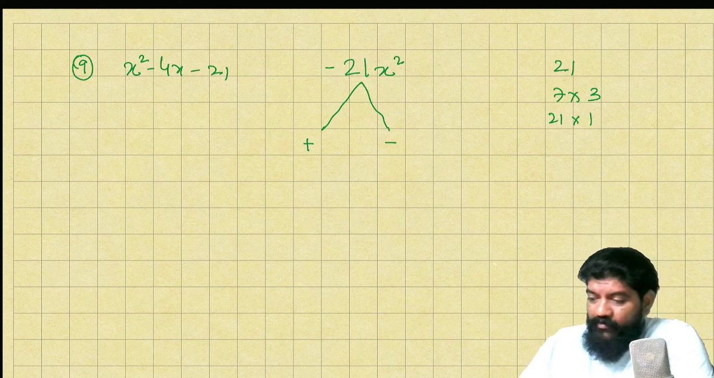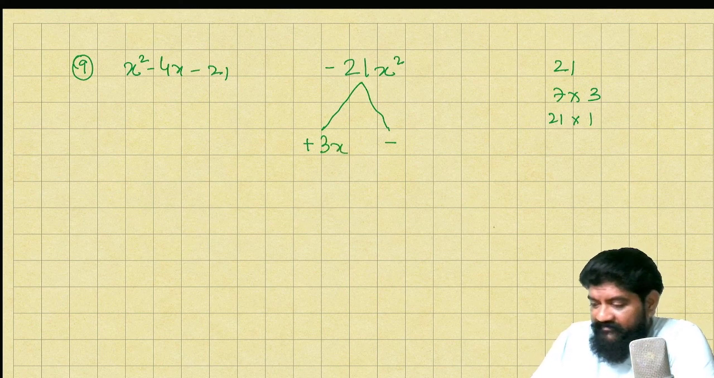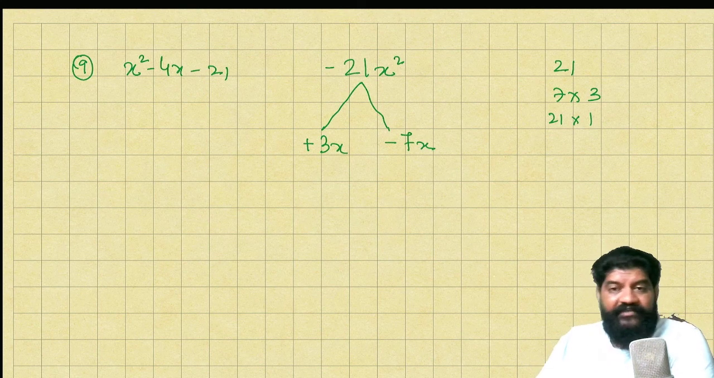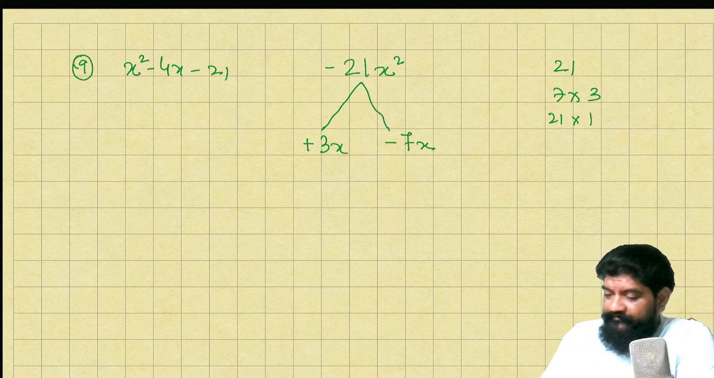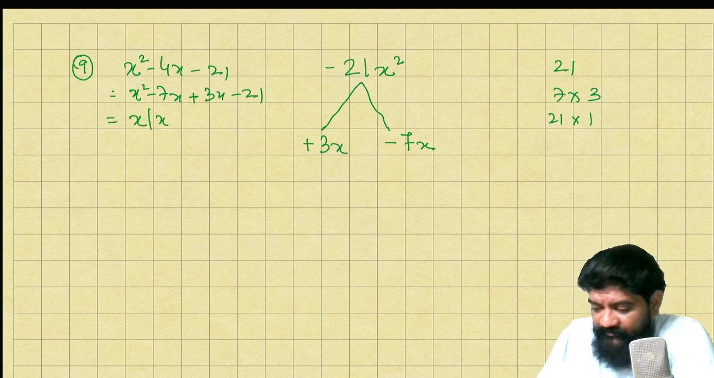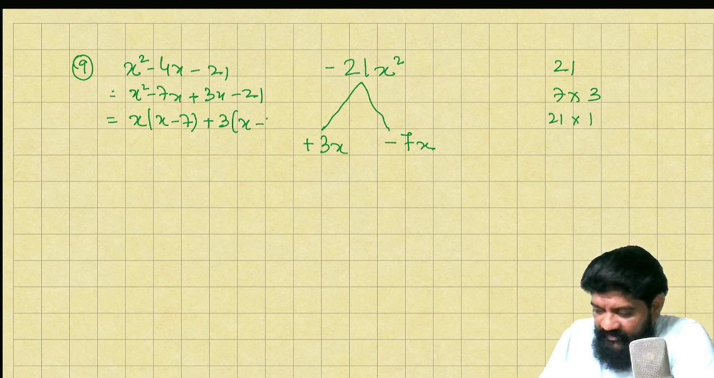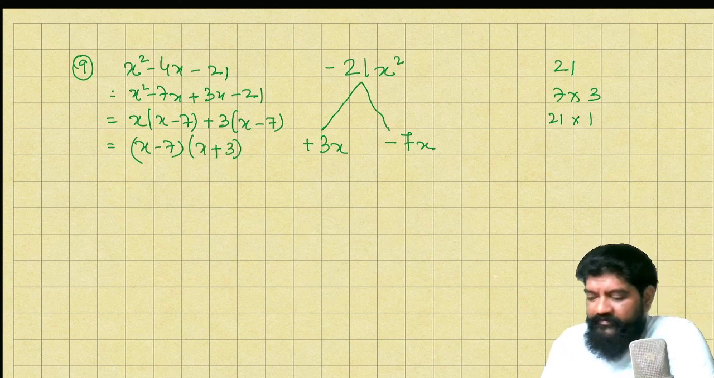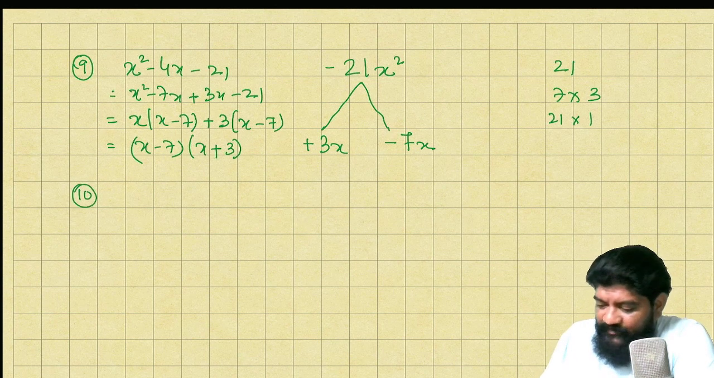And I will go with plus 3x and a minus 7x because that's when I get a minus 4x. So this is now going to be equal to x squared minus 7x plus 3x minus 21. Take an x common out from the first two terms, you remain with the x minus 7. Plus 3 common out from the next two terms, again you remain with the x minus 7. Now you take an x minus 7 common out and you remain with the x plus 3. Wonderful. Let's look at the last question for today.